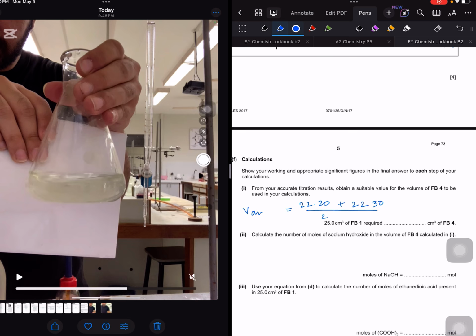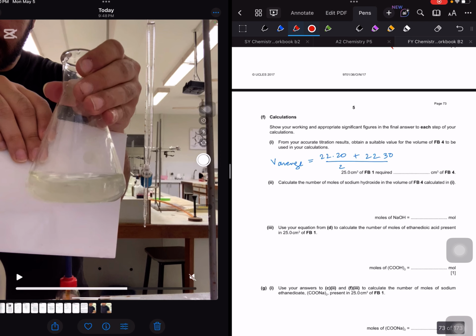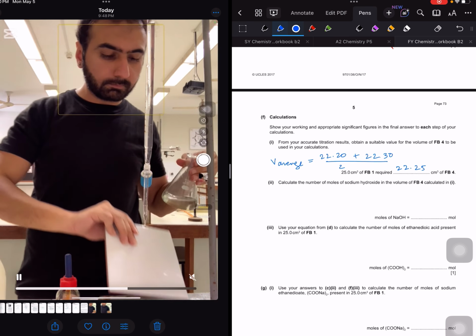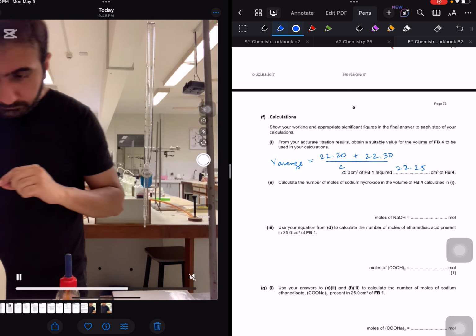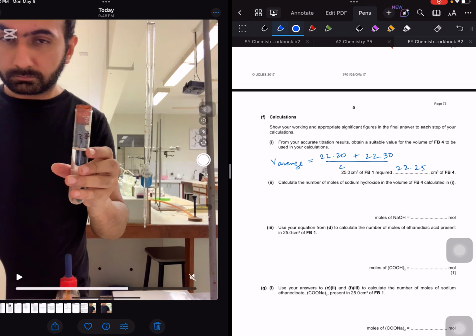That is my volume average. It has to be 2 decimal places. 2 decimal places. Do not compromise on that. So my value is going to be 22.20 and 30, so that's 22.25. So this is done with my titration. What am I doing? Oh, sorry, qualitative. No, I'm not here yet.